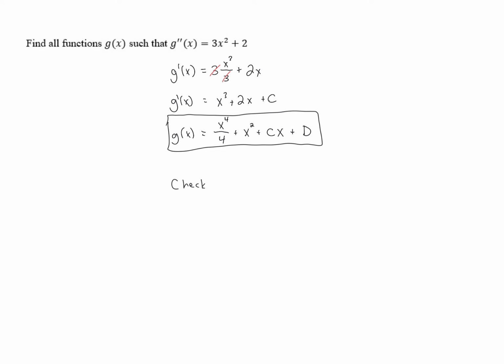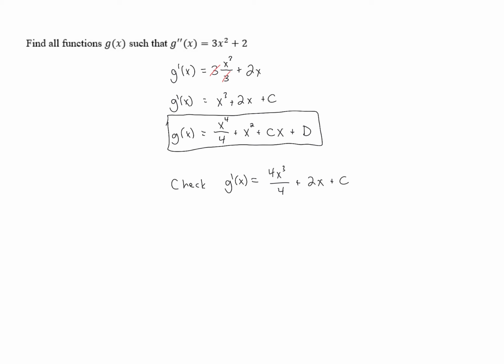So we've got our function g of x. Let's differentiate the first time to get g prime. The derivative of x to the 4th is 4x cubed. So we've got 4x cubed over 4. Plus the derivative of x squared is 2x. The derivative of a constant times x is just that constant. And then the derivative of a constant term on its own goes away. That's 0. So that's gone.